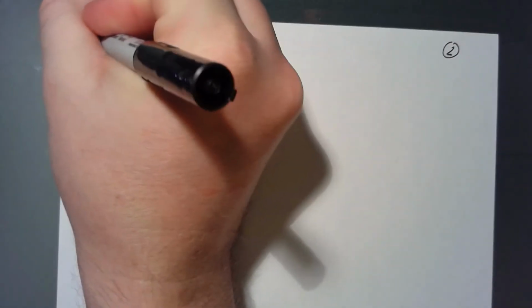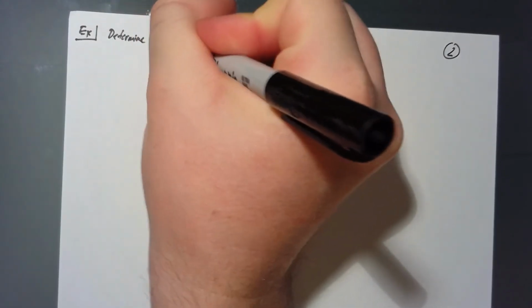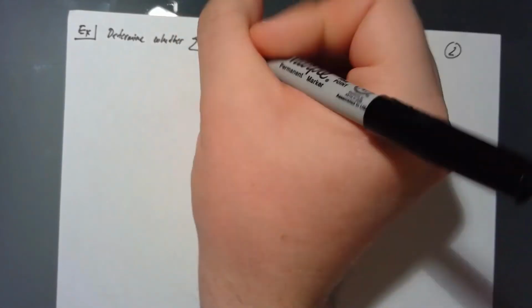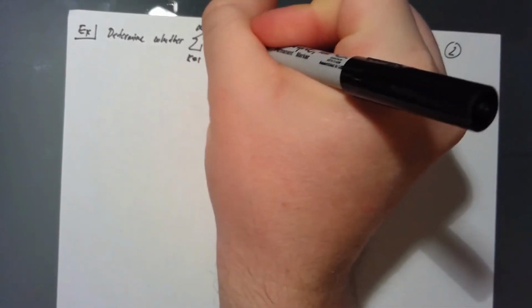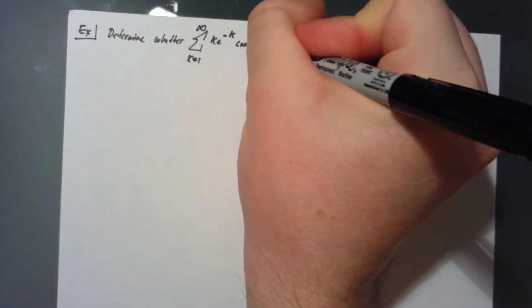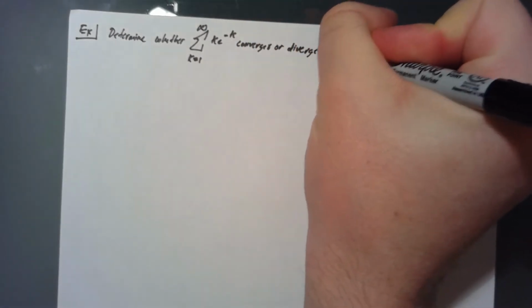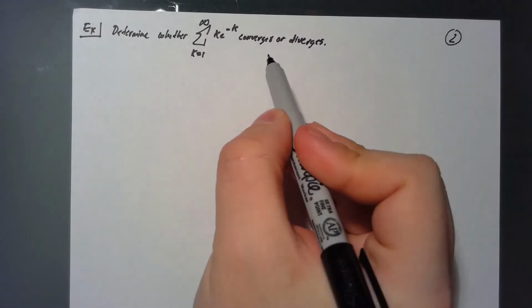Example. Determine whether the series from k equals 1 to infinity of k times e to the negative k converges or diverges. So let's determine if this series converges or diverges.